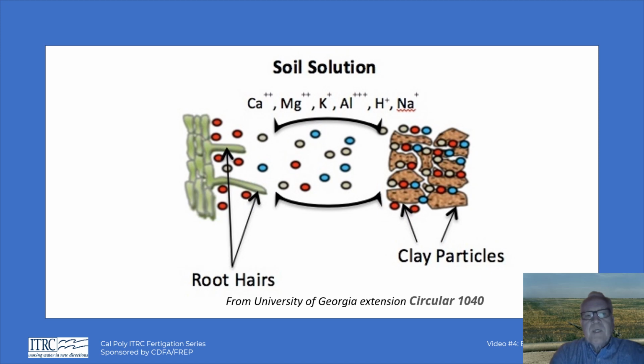So then the root hairs take things up through mass flow, if you recall, or diffusion, and then there's all this constant exchange. What happens when the root hairs take something up is typically when they take a cation up, they discharge a hydrogen ion, and that goes in the soil water solution. So there's always an exchange going on.